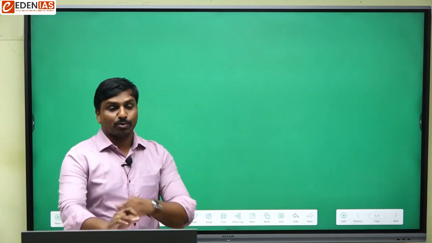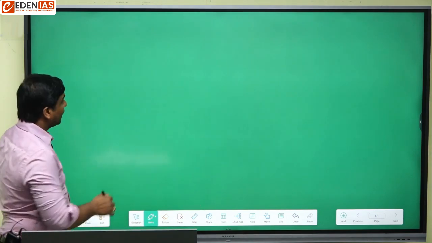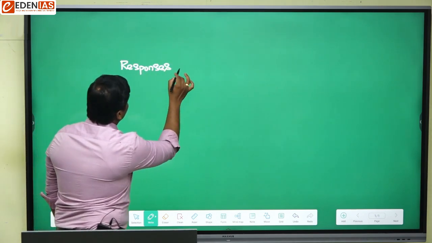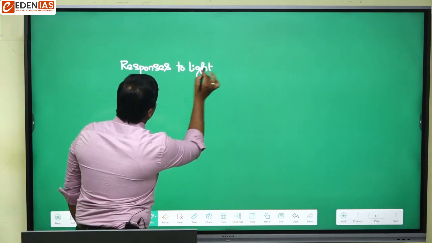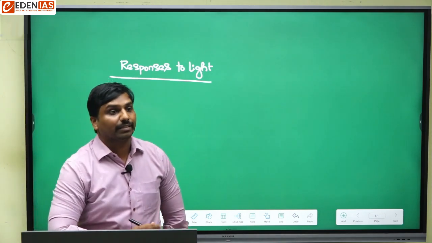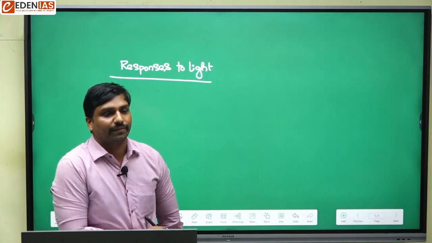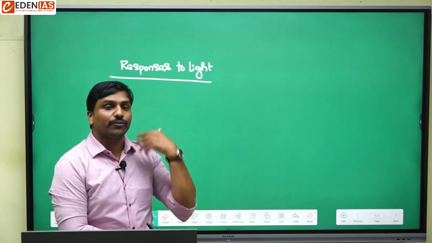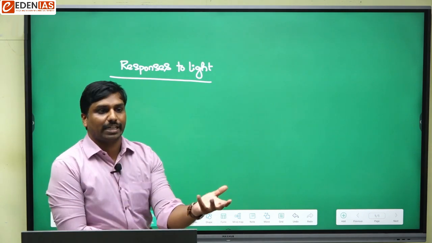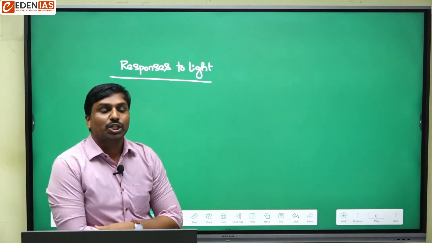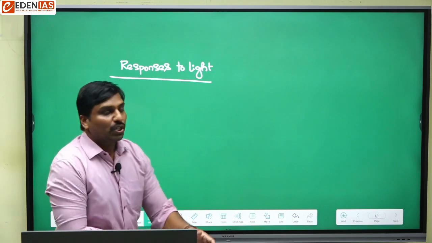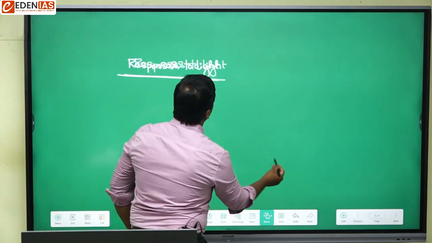Okay, then let's proceed with respect to specific responses. First, let's see responses to light. So what kind of response will animals show to the light? Based on the response to light, we can classify animals into different types. Some animals are active during the daytime, some are active during the night time, and some are active during the twilight time, that is, at the time of dawn and at the time of dusk. So based on their activeness, we can classify animals into generally 3 types.